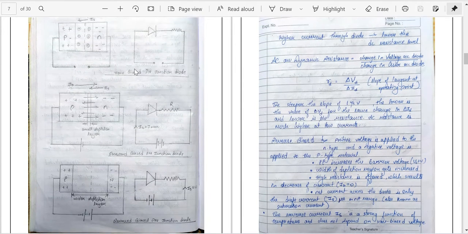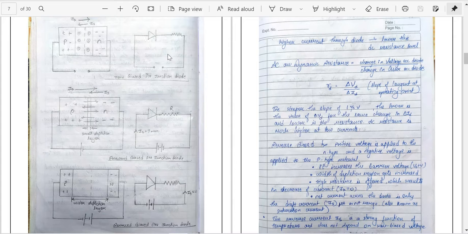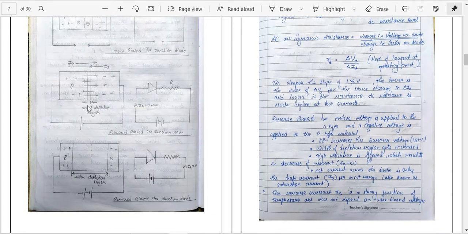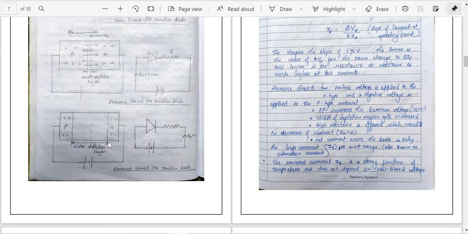From this diagram we can see that for zero bias, it remains normal, and for forward bias, notice here the depletion region width becomes very small, and the amount of diffusion current becomes very large. For the reverse bias case, the depletion region width becomes very large and almost zero current flows. It acts as an open circuit.